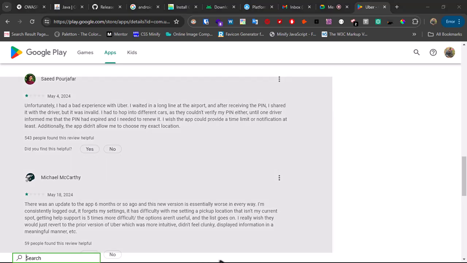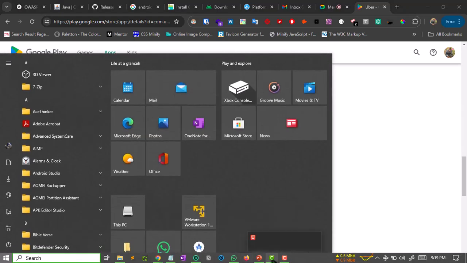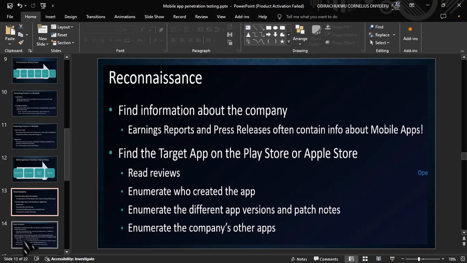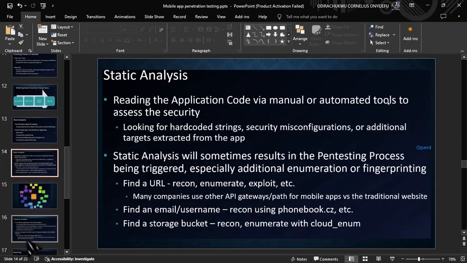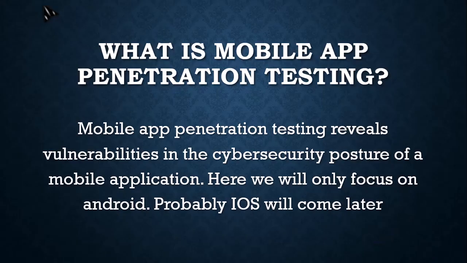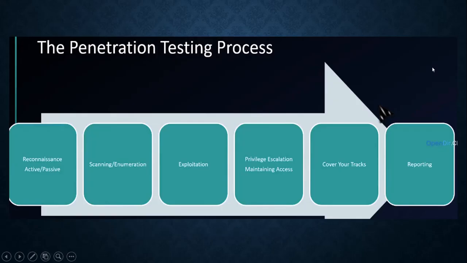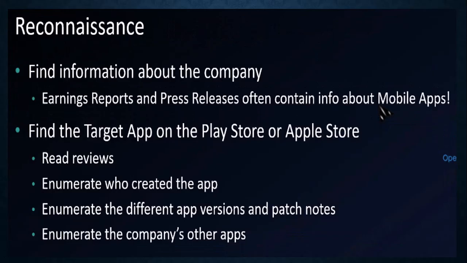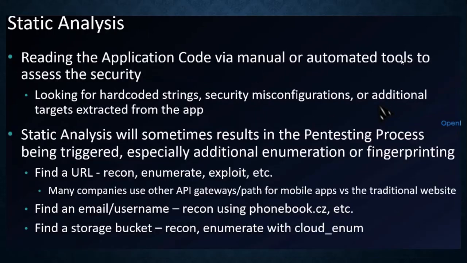So let me go back to my PowerPoint. Now static analysis, I think I'm okay. Now reconnaissance, I said you read bad reviews. Let me go. Okay, where is it? Now, read bad reviews, enumerate who created the app. This one is called social engineering. Can you use social engineering to enumerate who created the app? Enumerate the different app versions and enumerate the company's other apps.